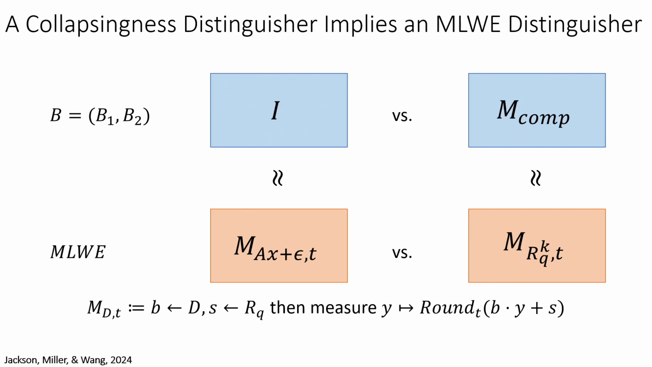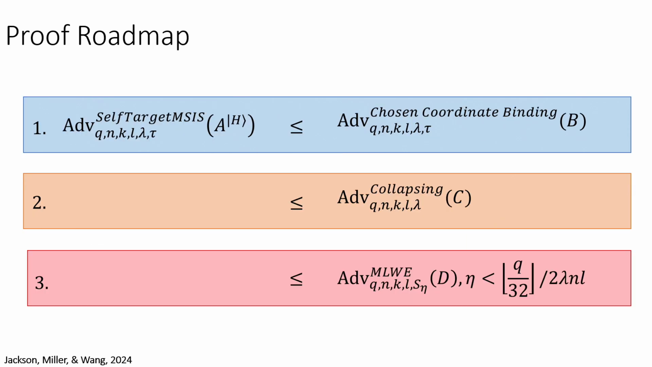Thus, our algorithm that is able to pass the collapsingness experiment and distinguish between I and MComp can successfully distinguish between the MLWE sample and random sample operators, and by extension, distinguishing whether or not B is an MLWE sample or a random sample, solving the MLWE problem.